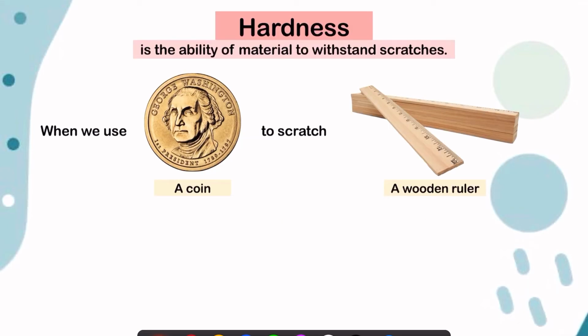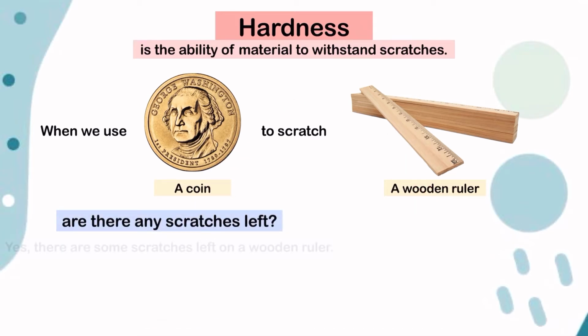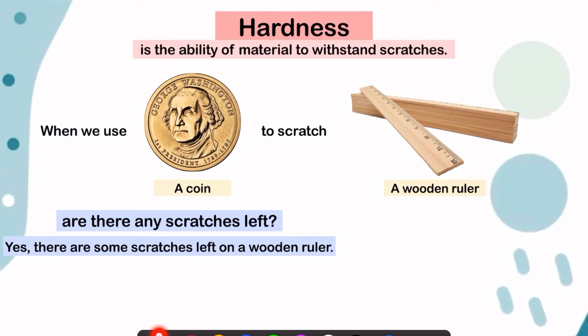So for hardness, if you want to know if an object is hard or not, you can scratch an object with another object. For example, you use a coin to scratch a wooden ruler. If a coin can make scratches on a wooden ruler, you can say that a coin is harder. A coin is harder than a wooden ruler because it can make scratches on a wooden ruler.